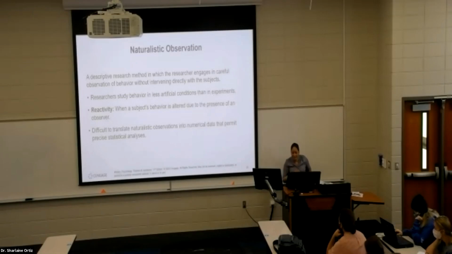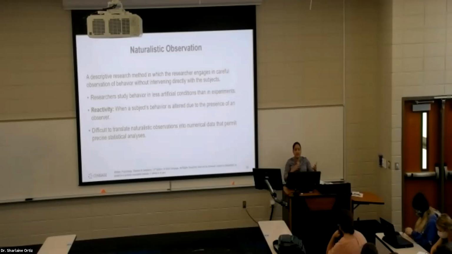Something really difficult about naturalistic observation is that because it is natural, we can't translate it into statistical data. You could conduct an experiment later and conduct statistical analysis on the observation, but that's one of the downfalls.